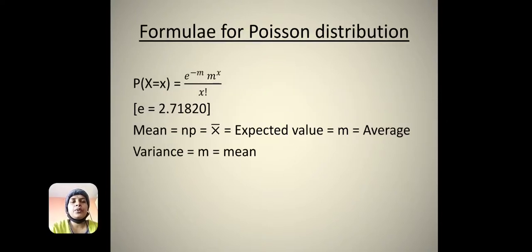Formula for Poisson distribution. In the previous session we have already discussed the Poisson distribution. To recall the formula, P of x equals e power minus m, m power x, divided by x factorial, where m stands for the mean, or np. The e value, or exponential value, is 2.7182.